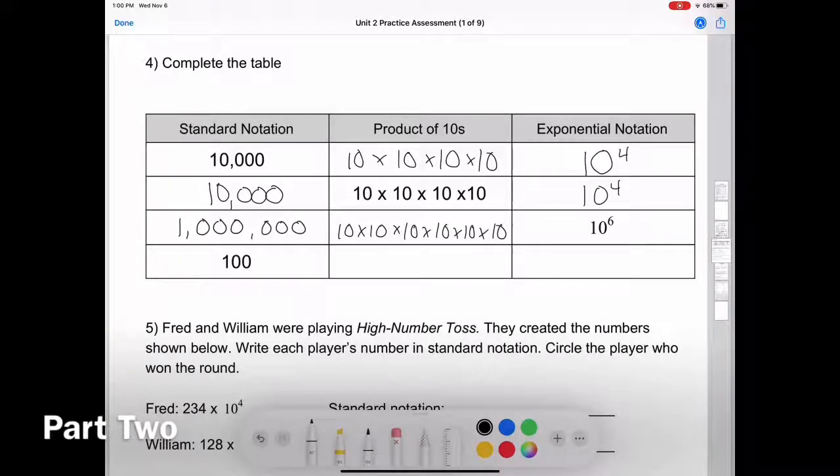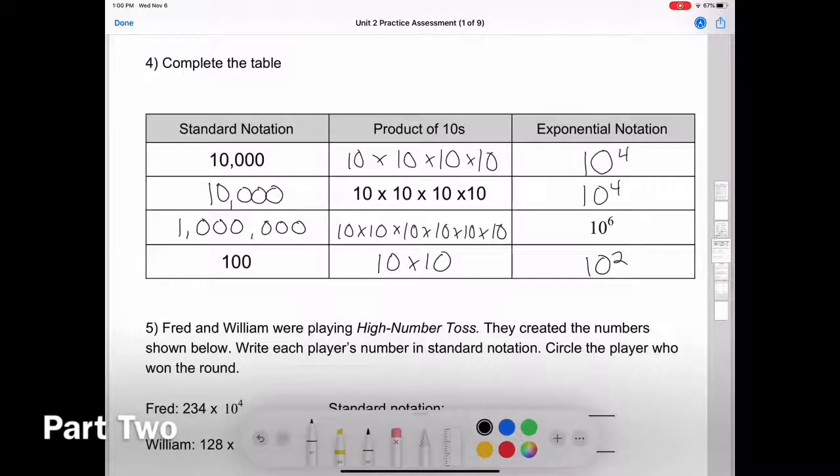of 10. How many times do you times 10 to 10 to get 100? Come on, let's get those hands out. I know this is an easy question. Mo? 10, just 10 times 10. That's it. So what is my exponent going to be up here? Jaleesa? 2. 2. Excellent.